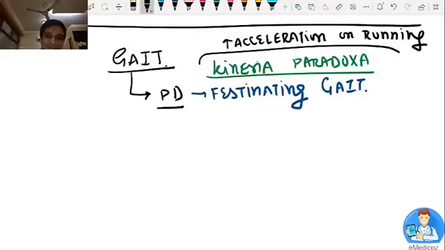Okay. So there is a sudden increase of acceleration on running. It's known as kinesia paradoxa. I'll give you an example. Patients of Parkinson's are like players of the cricket IPL team RCB. Whenever they are moving on the ground, they are so slow, festinating. But whenever they go for a catch or a shot, especially Virat Kohli and all, they get kinesia paradoxa. They start running towards it.